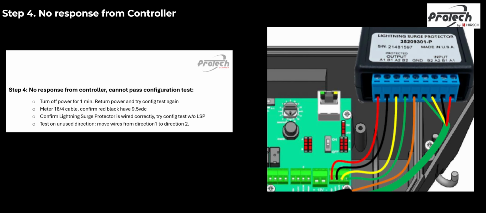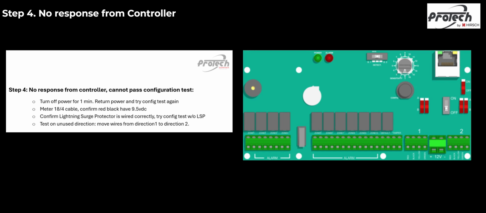The output is connected to the direction in use, and the input connects the sensors to the lightning surge protector. On unused direction, move the wires from direction 1 to direction 2 to confirm if the direction is the problem. If we fail configuration test on direction 1, but move those same sensors to direction 2 and pass, then we know that the sensors are good, but the problem is the direction, which would be direction 1.